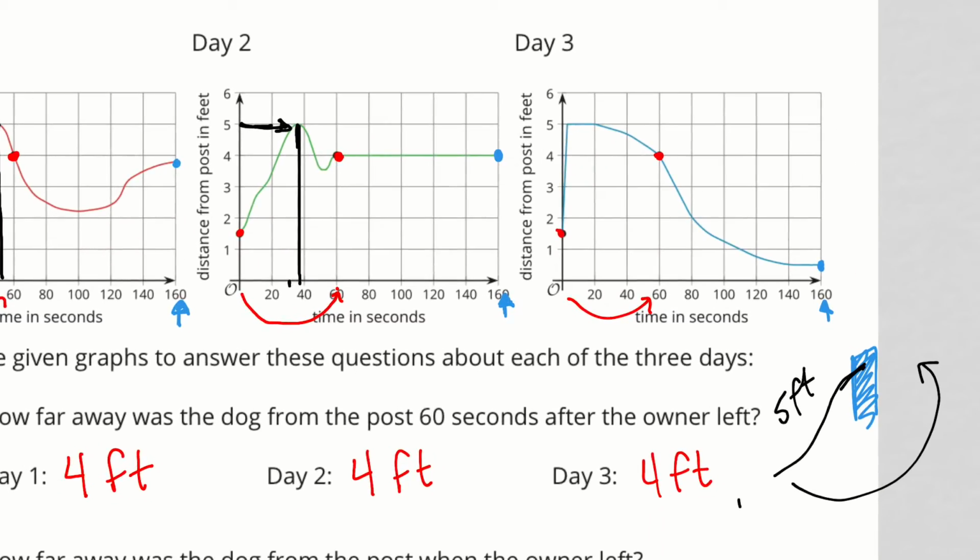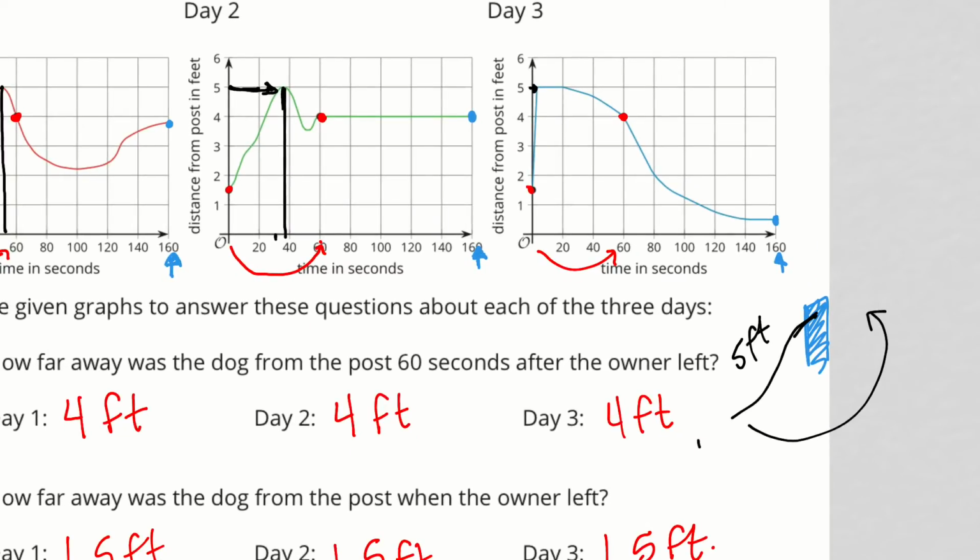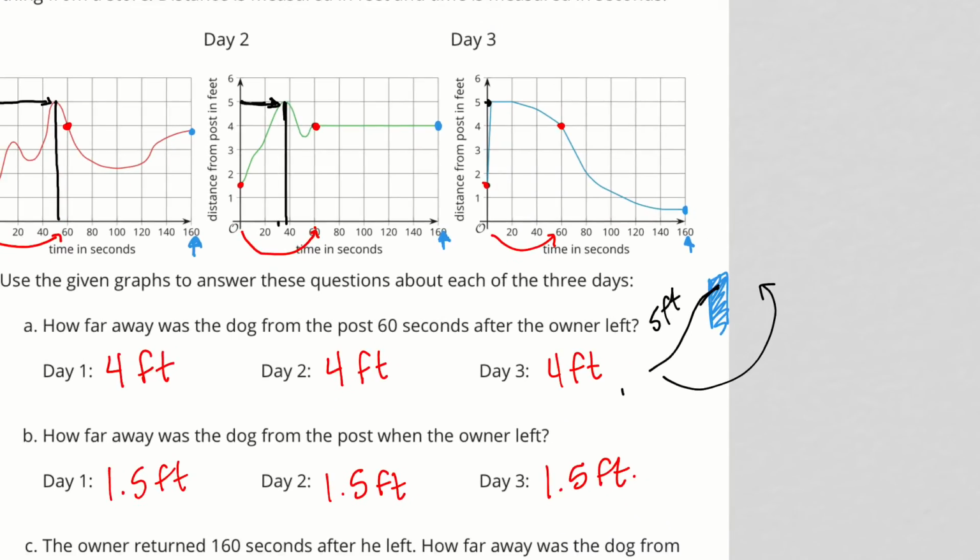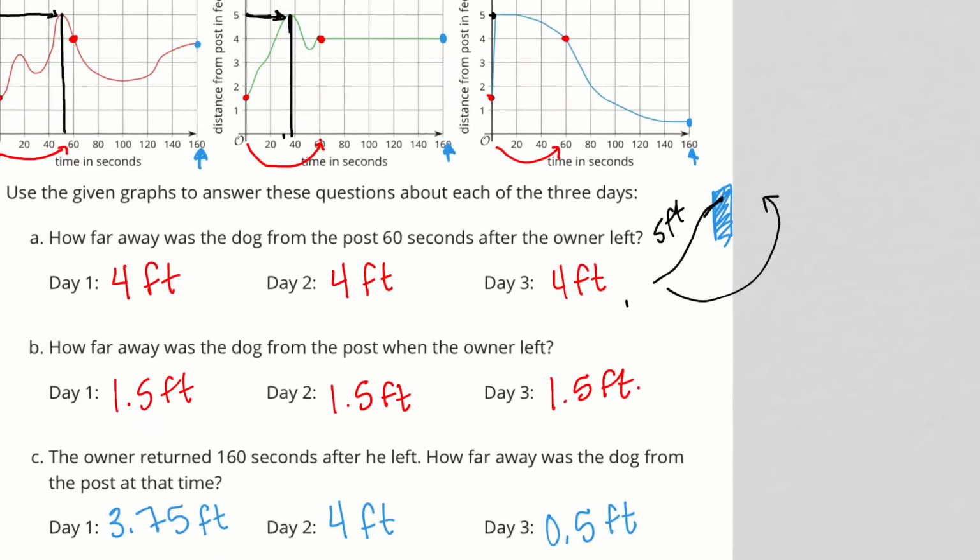All right, then our last one, look at that. The dog got to 5 feet really fast. Do you guys remember what happened here on day 3? I believe the dog ran after its owner as the owner was walking into the store. So as soon as the owner turned to walk away, the dog ran the full length of what his leash could go. And then he wrapped himself around the post. So let's see here. That's a really short amount of time. We could say anywhere from, let's say, 2 to 5 seconds. What do you guys want to put on that one?